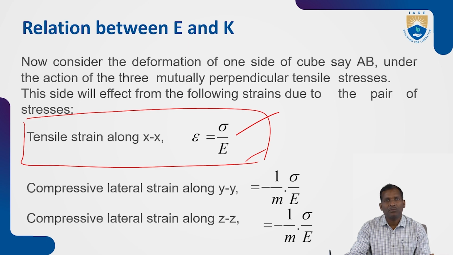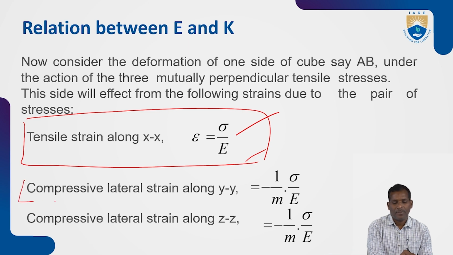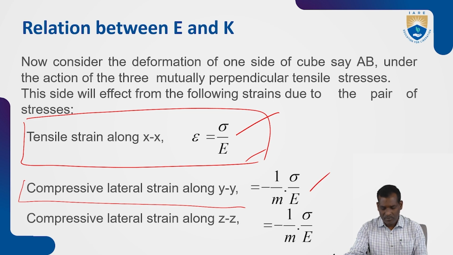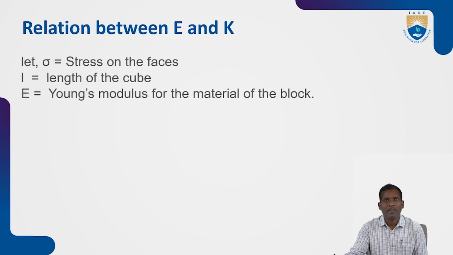The compressive lateral strain along YY, so 1 by M. So along YY compressed, so you can use here a negative sign: 1 by M, Poisson's ratio, multiplied with sigma by E. Lateral strain along YY.